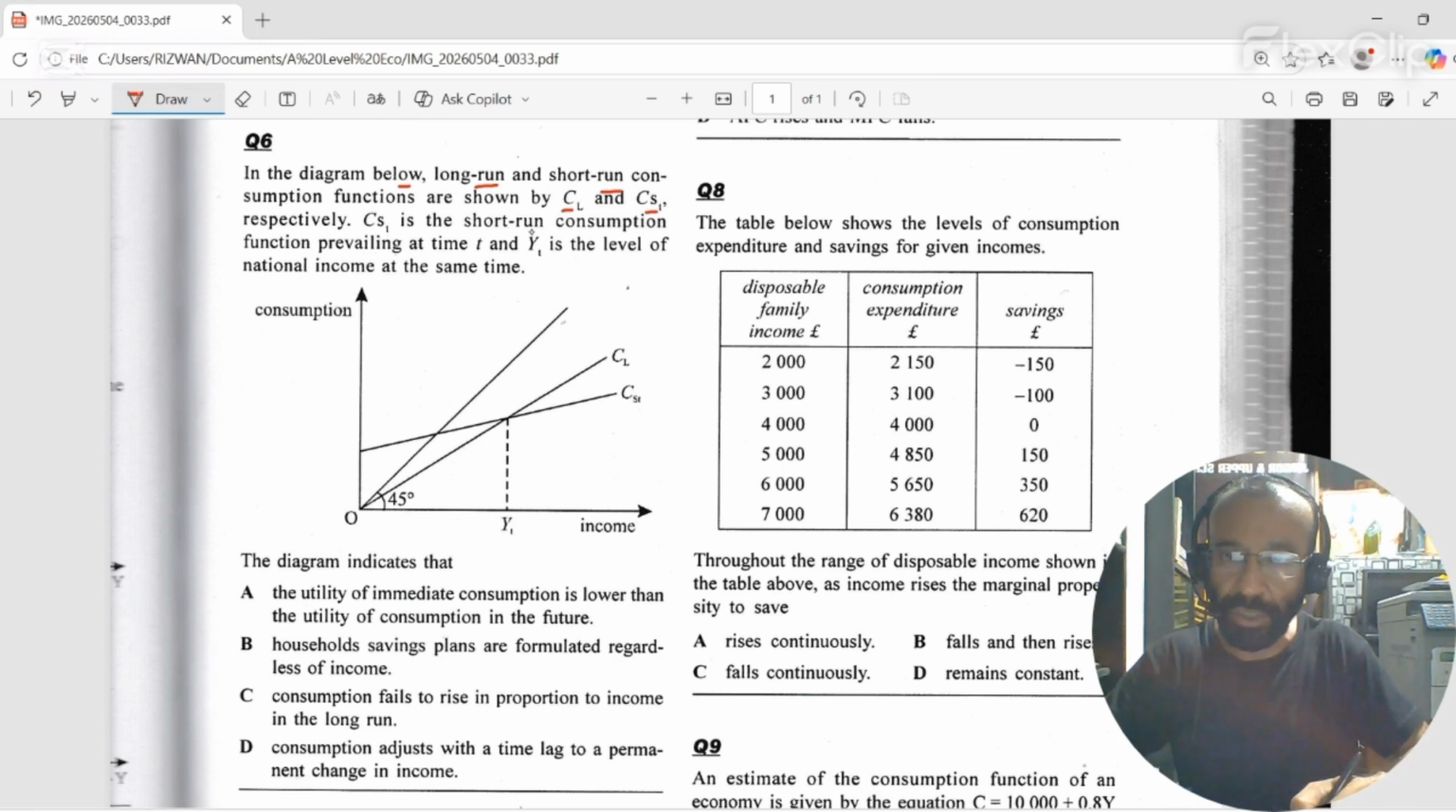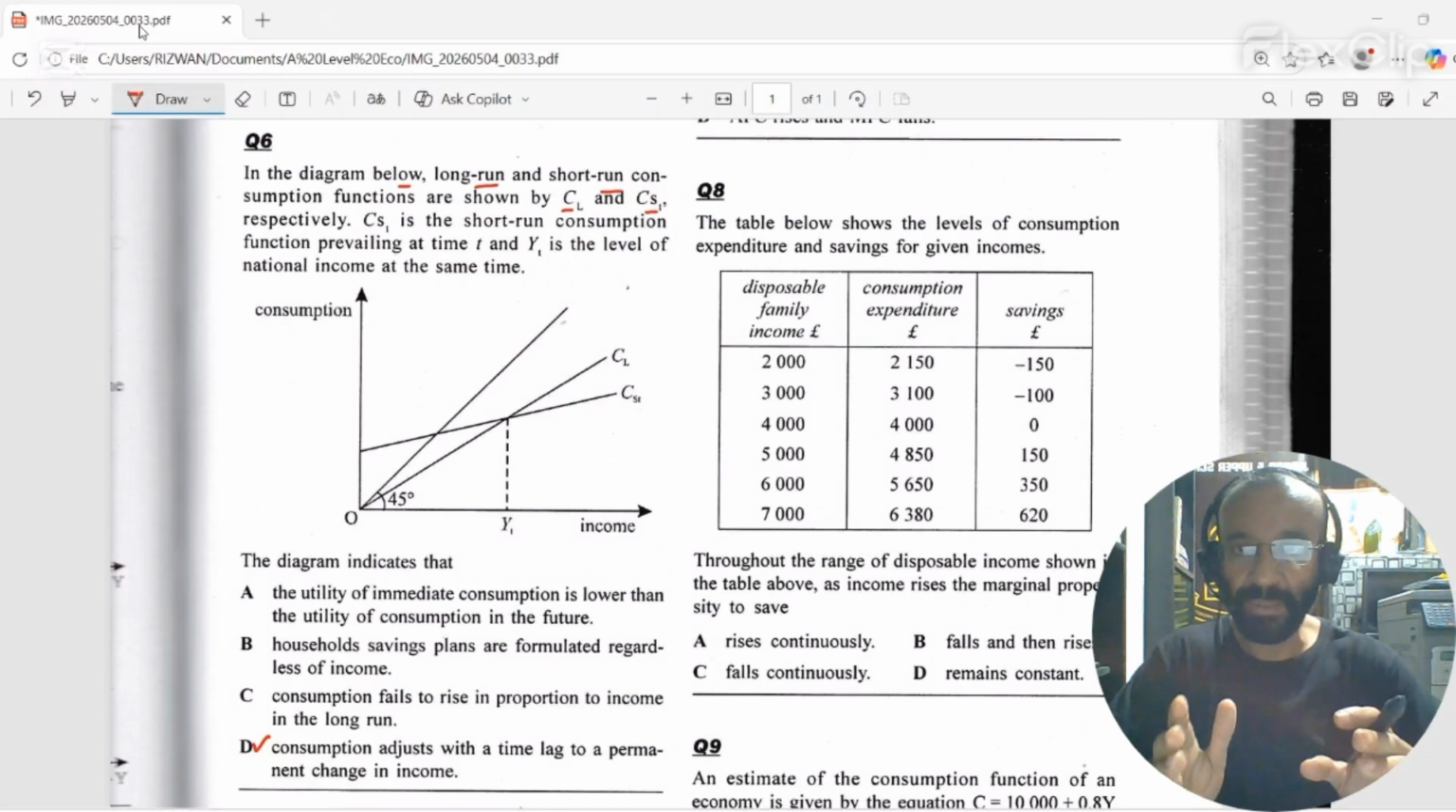CS is the short run consumption function prevailing at time t, and YT is the level of the national income at the same time. The diagram indicates that the right answer is D, that is, consumption adjusts with a time lag to a permanent change in the income.